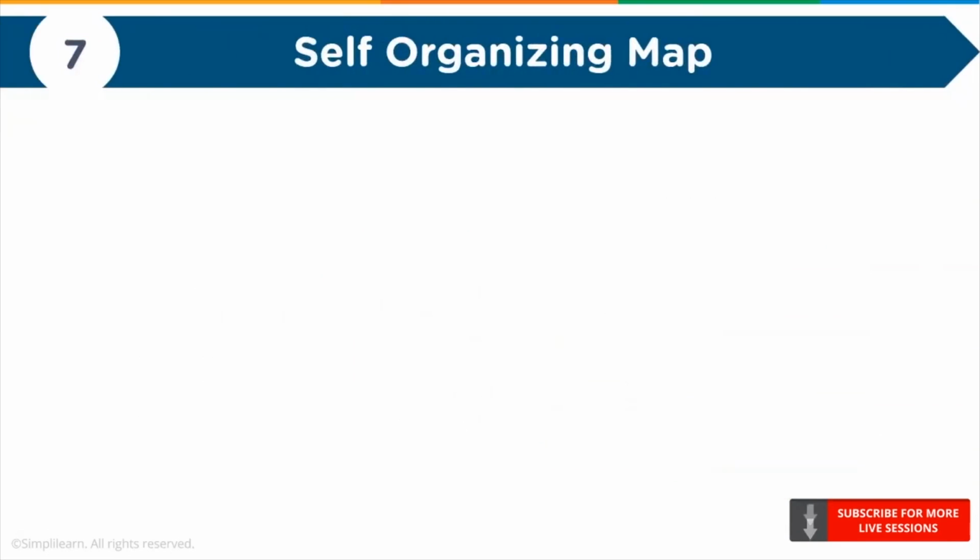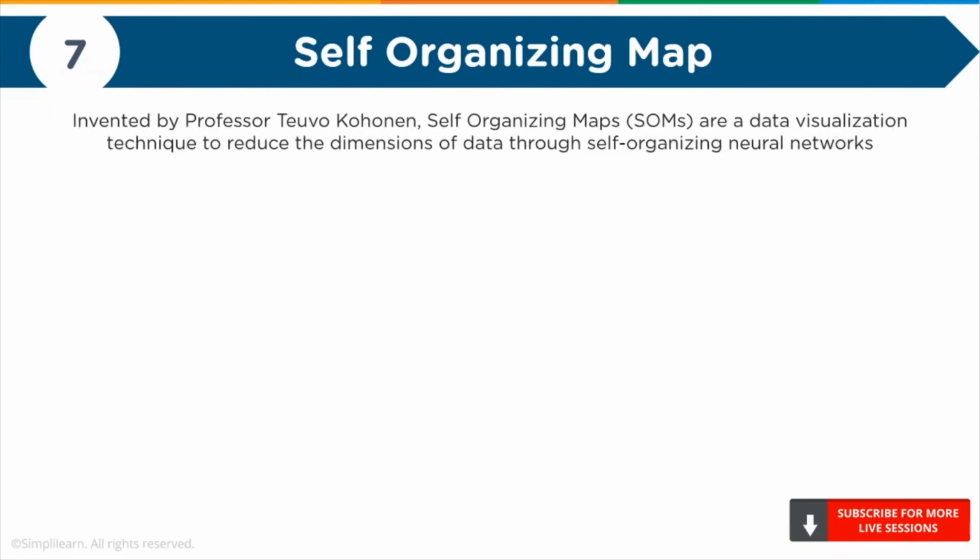Next, at number 7, we have self-organizing map. Self-organizing maps were invented by Professor Teuvo Kohonen. SOMs are a data visualization technique to reduce the dimensions of data through self-organizing artificial neural networks. The problem that data visualization attempts to solve is that humans cannot visualize high-dimensional data easily. So self-organizing maps are created to help us understand this high-dimensional data. It reduces dimensions by producing a map of usually 1 or 2 dimensions, which plot the similarities of the data by grouping similar data items together.